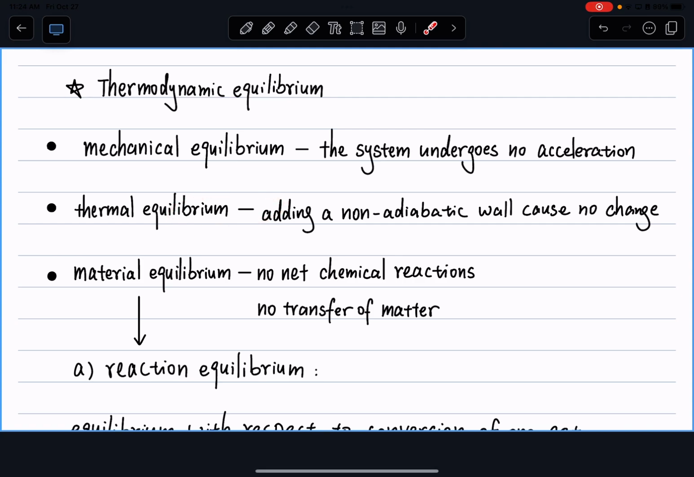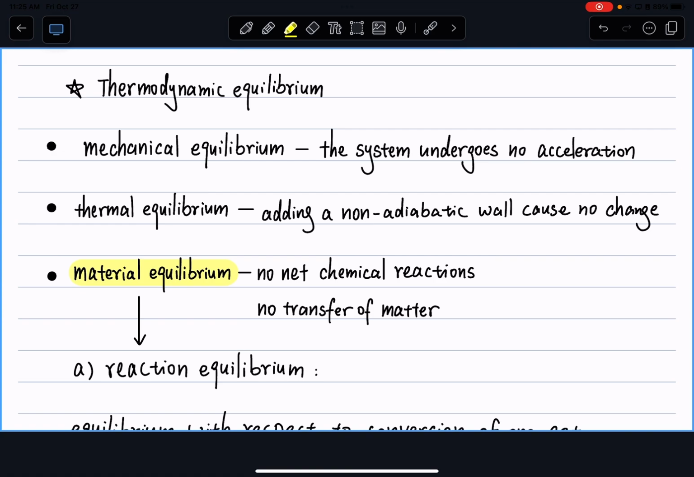Or thermal equilibrium. Basically, the real definition of a system at thermal equilibrium is that adding a non-adiabatic wall will cause no change in your system. And material equilibrium actually contains 2 different types. The first one being no net chemical reactions, so there are no chemical reactions taking place in your system. And the second one being no transfer of matter, so your system is not exchanging matter with its surroundings. So those are the 2 criteria for material equilibrium.